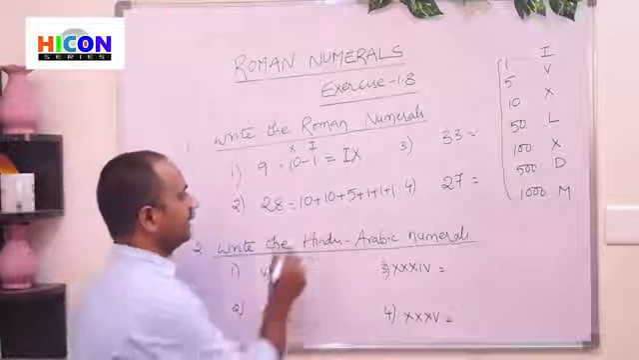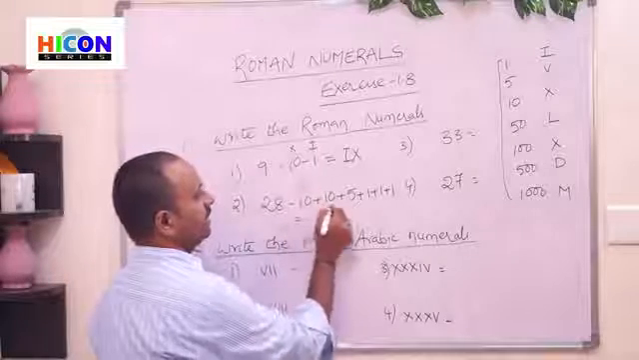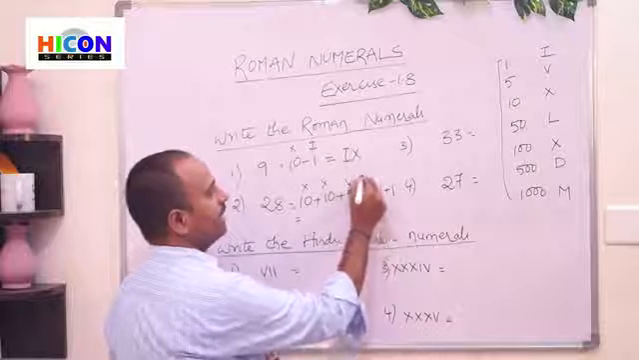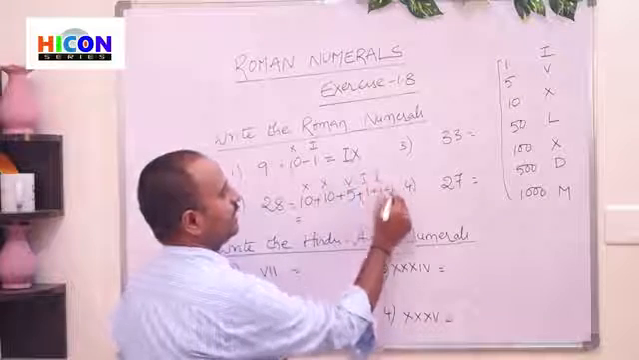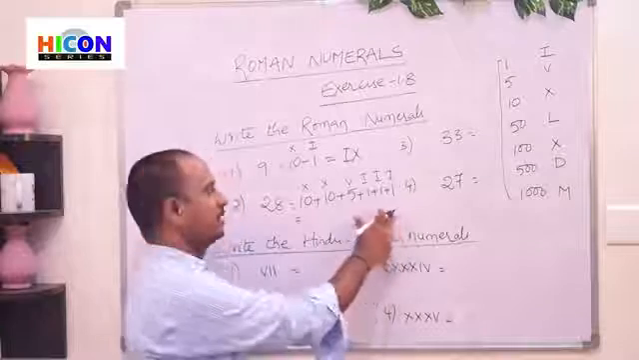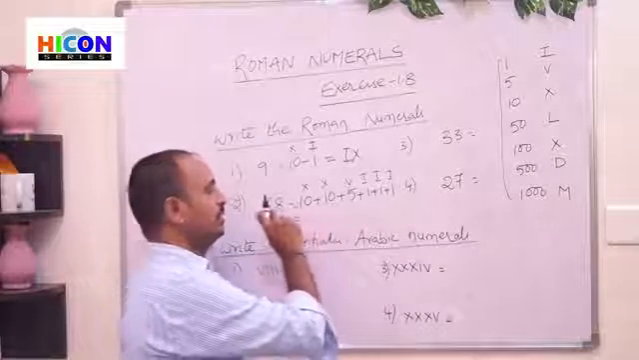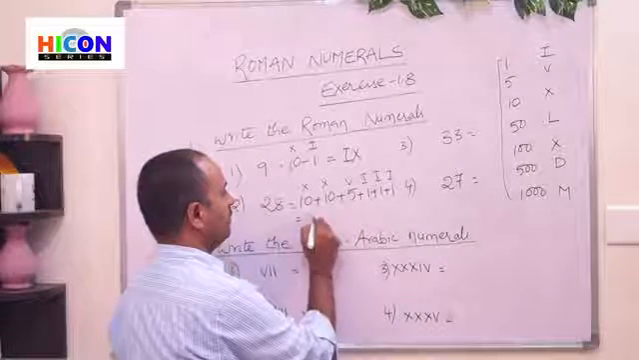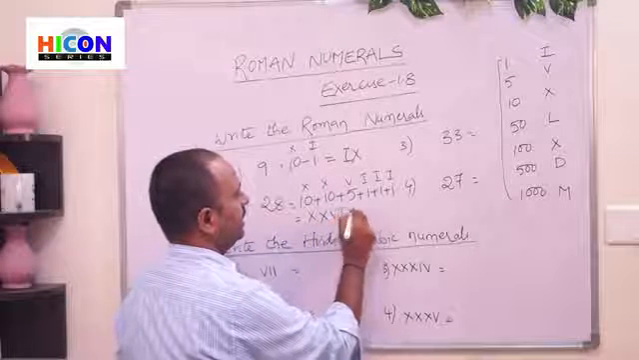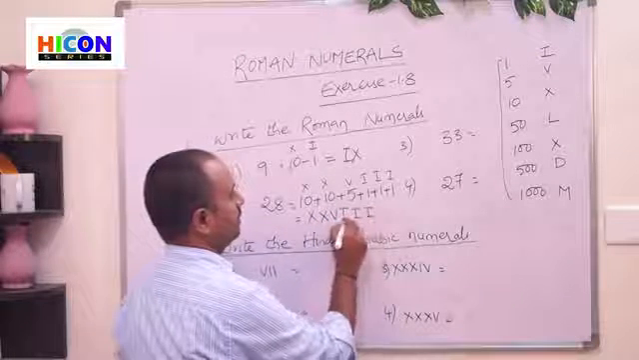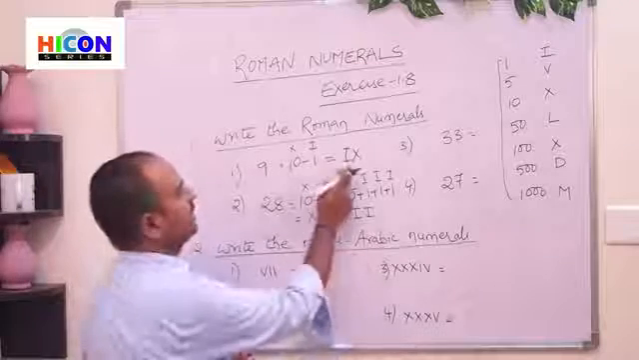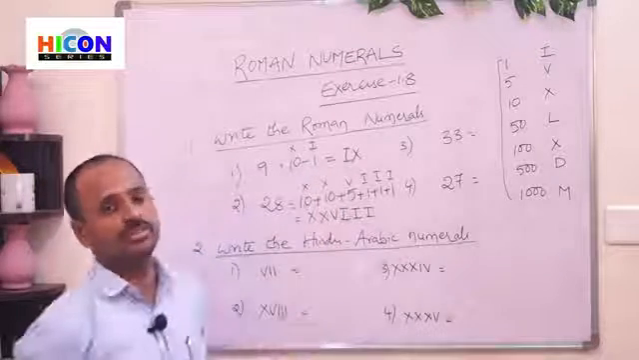So here 10 means X and 10 means X, 5 means V and 1 means I. This 1 means I and this 1 represents I. So all these are additions. That's why we have to write these symbols one after another. That means X, X, V, I, I. So addition means we have to write on the right side. Subtraction means we have to write the smaller value on the left side.